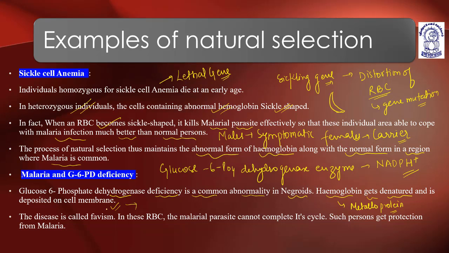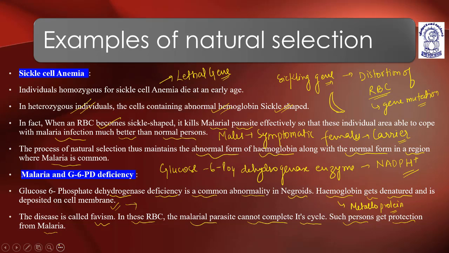This disease is also known as favism. In these RBCs, the malarial parasite cannot complete its life cycle. Such persons get protection against malaria. So G6PD deficiency basically becomes a survival advantage, as in sickle cell anemia, for the person suffering from malaria. As the malarial parasite, for the completion of its life cycle, needs what? Glucose to be converted into the next metabolic product. But because of G6PD deficiency, it is not happening. And that is why the hemoglobin gets denatured.